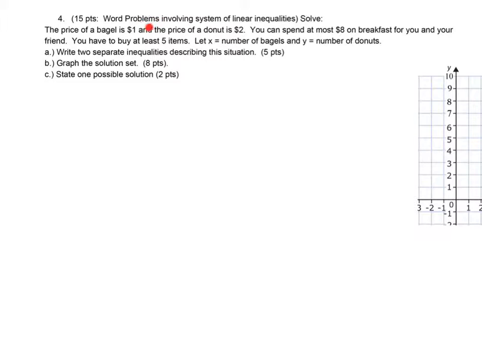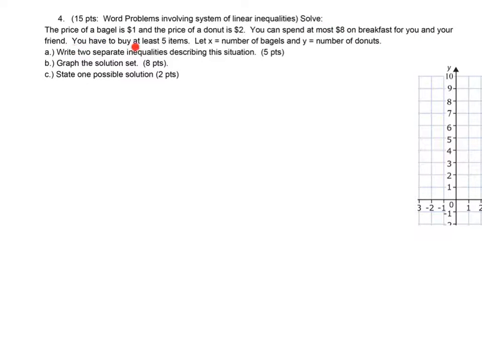Let's analyze this word problem involving systems of linear inequalities. It says the price of a bagel is $1 and the price of a donut is $2. You can spend at most $8 on breakfast for you and your friends. So if we're spending at most $8, that means we're spending $8 or less, right? So less than or equal to $8. We're going to come back to that when we write our inequality.